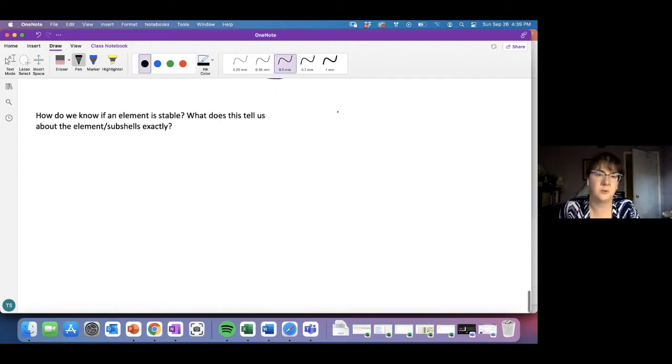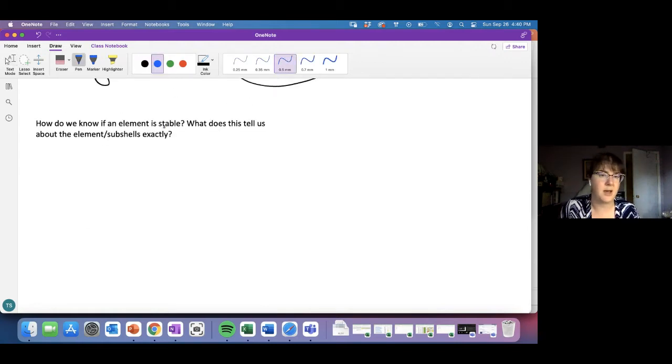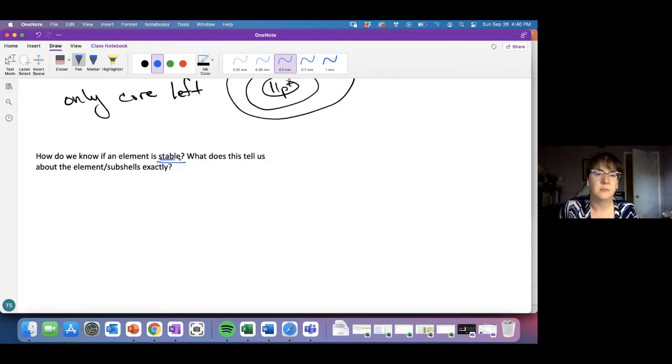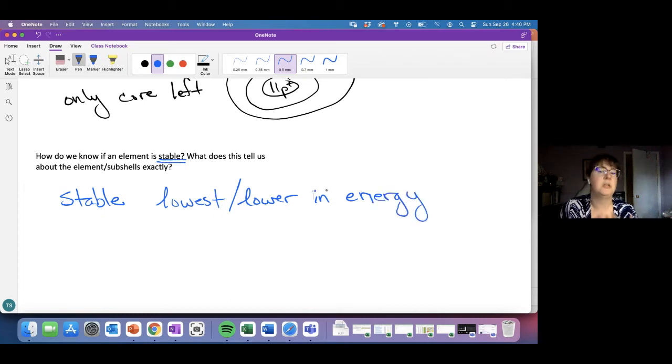As far as what's going on here, whenever we're talking about stability, anytime that we say stable, what we usually are talking about is lowest, or lower, in energy. So anytime that we're dealing with stability, lower in energy is more stable. Oftentimes you'll hear us talk about that in the same breath. We're looking for the most stable state, the lowest energy state. They are the same thing. Lowest energy, most stable, same thing.